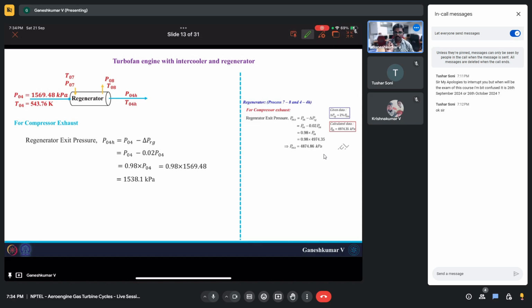Okay. Now we also need to find the temperature. So how do we find the temperature? We have the regenerator effectiveness. As I said, your effectiveness here is nothing but, so it would be a good idea to write it down here. Effectiveness is nothing but actual heat transfer.